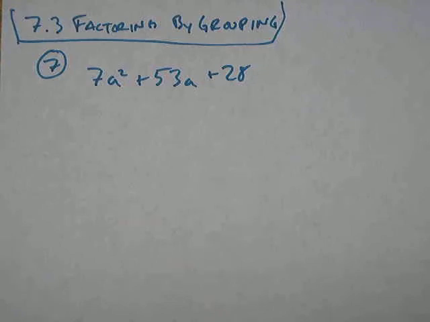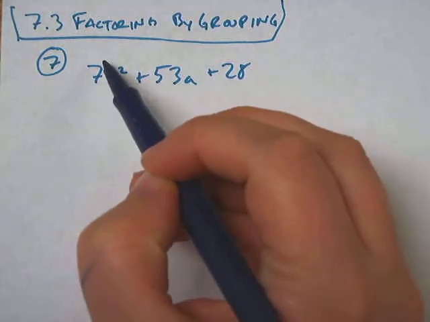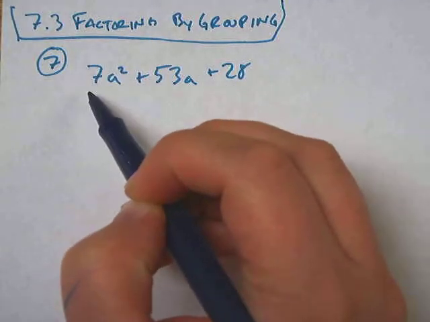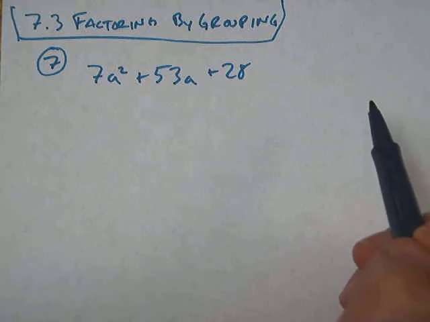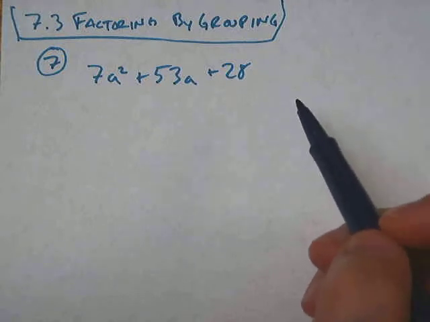Hey guys, so this video is going to be about factoring quadratics by grouping. This is what we learned in 7.3 today, and this will work for any quadratic that you can factor. So here we go. The first step is to take out a greatest common factor if there is one, but in this case there is not.